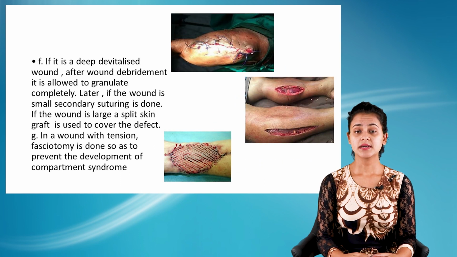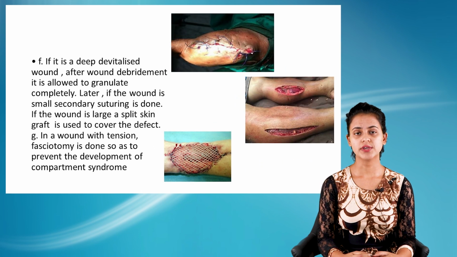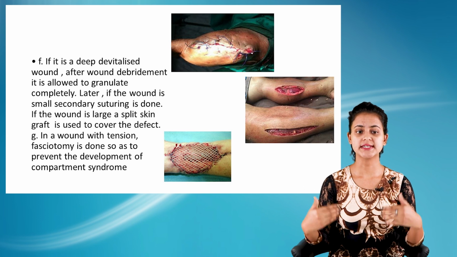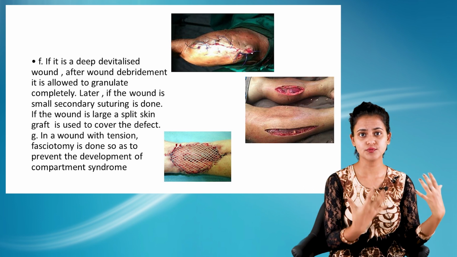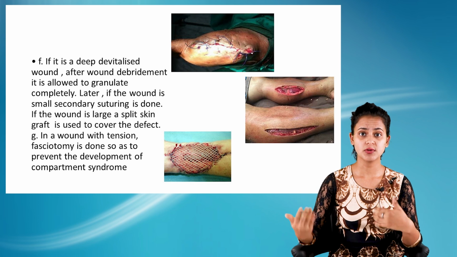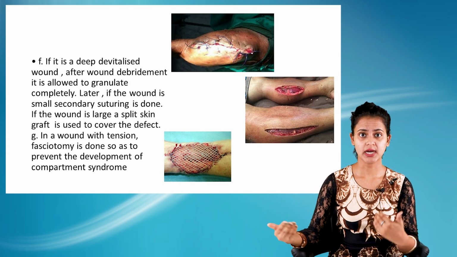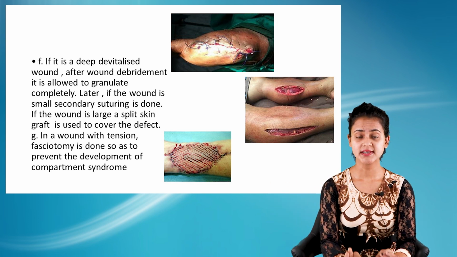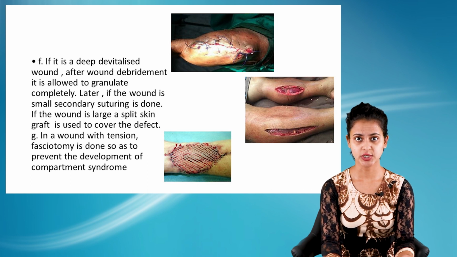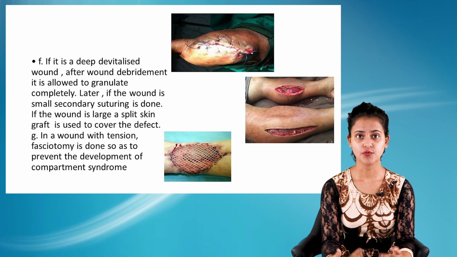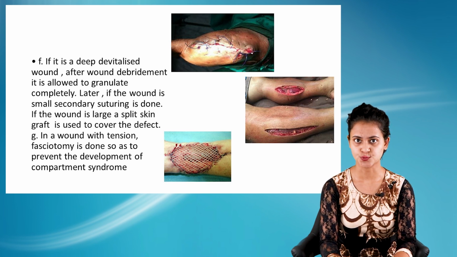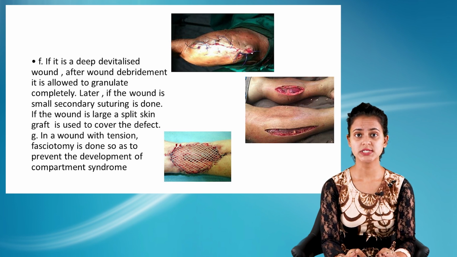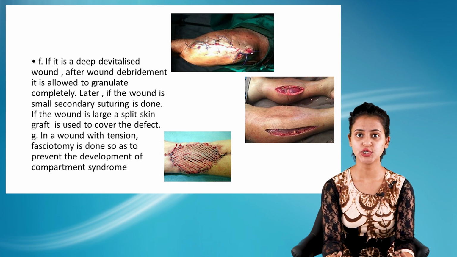Now, if it is a deep devitalized wound, after wound debridement, time will be allotted to granulate the tissue area completely. Once the granulation is completed, we are going to perform the suturing for those wounds which are deep devitalized wounds. Sometimes, if the wounds are large enough, even a skin graft can be used to manage the injured part.